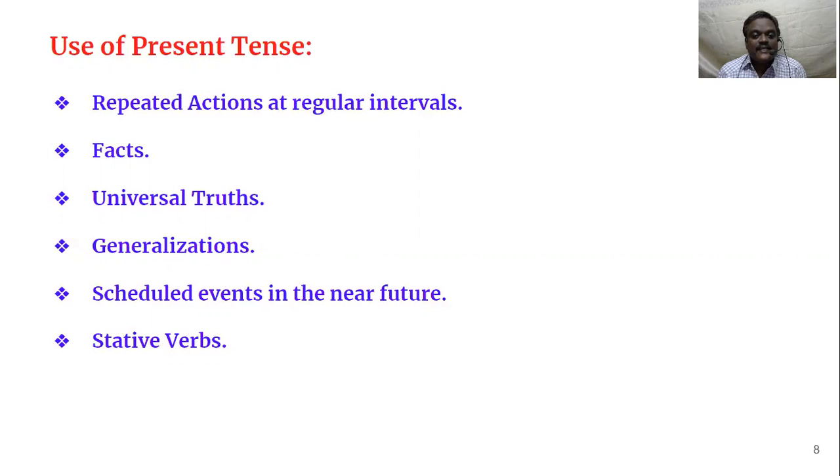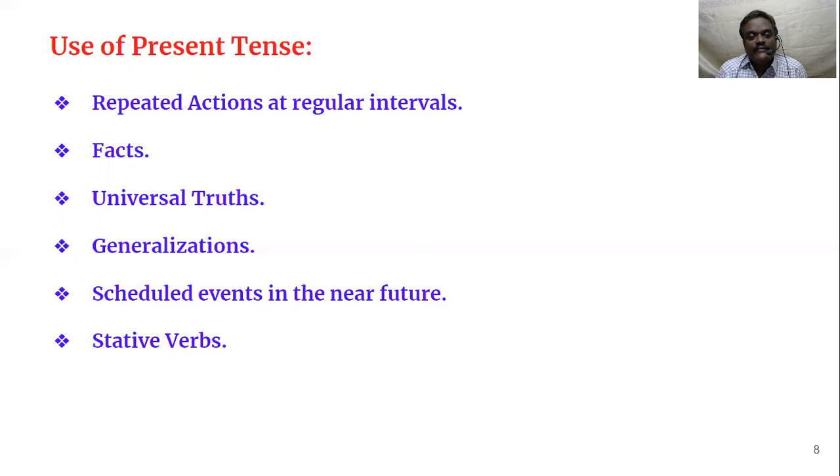Generalizations means I make some generalizations. Suppose I say he is a very good person. He is a very good person. And that generalization, as far as I am concerned, is true. Maybe other people may disagree, but it doesn't matter. When I think something is true, I can use it in simple present tense.